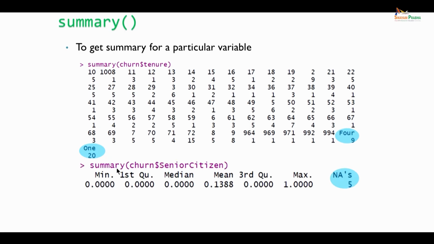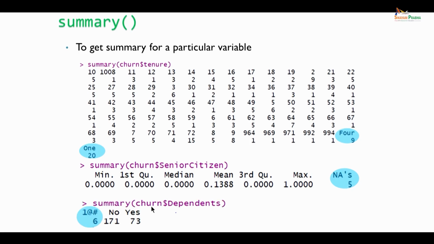We are also checking the summary for the senior citizen variable from the data frame called churn. Since senior citizen is a numerical variable from our data set, it is giving us the 5-number summary. The minimum is 0 and the maximum is 1. You can also see there are 5 missing values under senior citizens, that has been represented in terms of NAs.